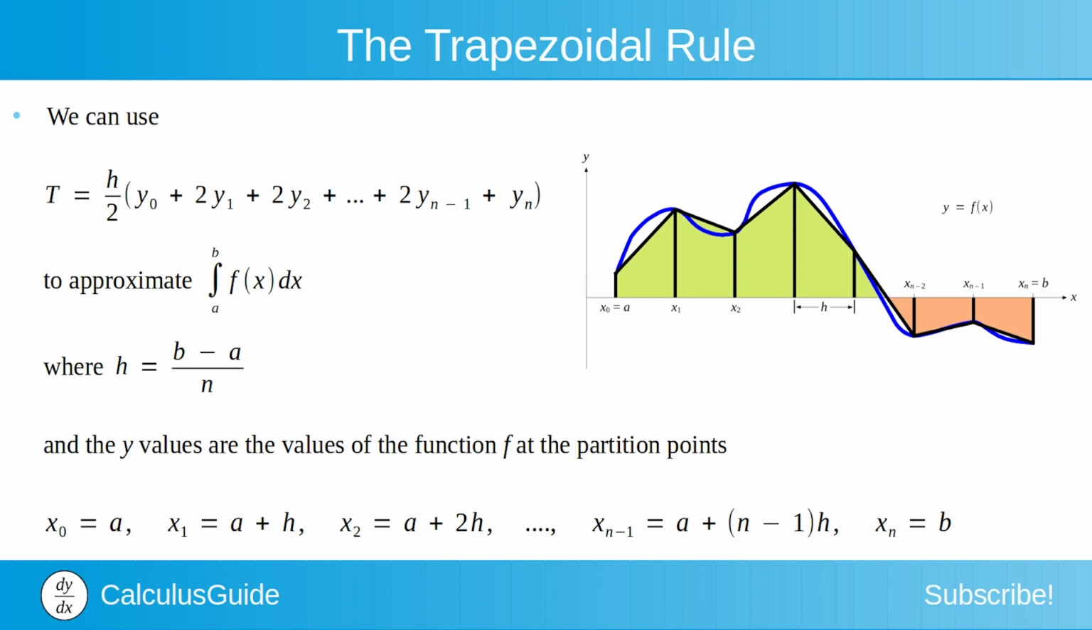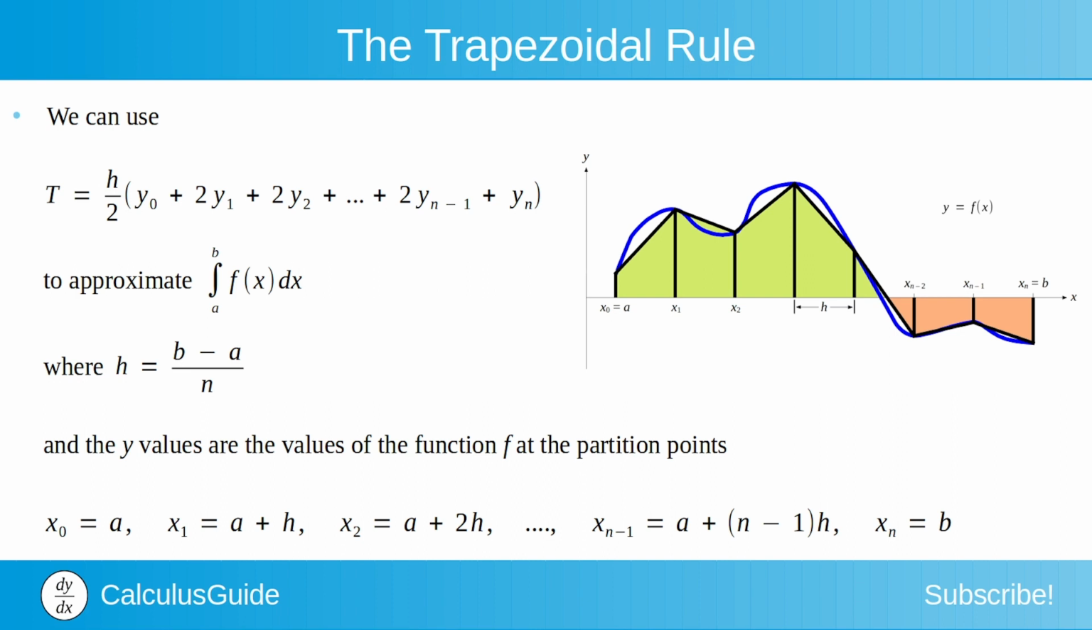The trapezoidal rule is now shown here. We can use T to approximate the integral from a to b of f of x with respect to x. T is equal to h over 2 multiplied by left bracket y0 plus 2y1 plus 2y2, adding terms up to 2y(n minus 1), and then adding yn, right bracket. h is equal to b minus a divided by n.